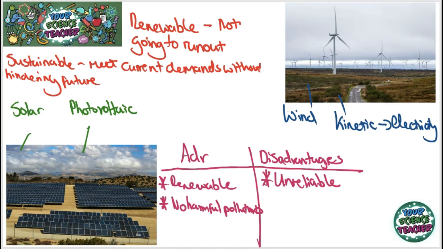So as well as being unreliable, they also require large amounts of land. This land could be used for farming, it could be used for building houses, so you've got to take this into consideration when producing these sustainable resources. As well as needing large amounts of land, they can be quite expensive if you want to use them to produce lots and lots of electricity.